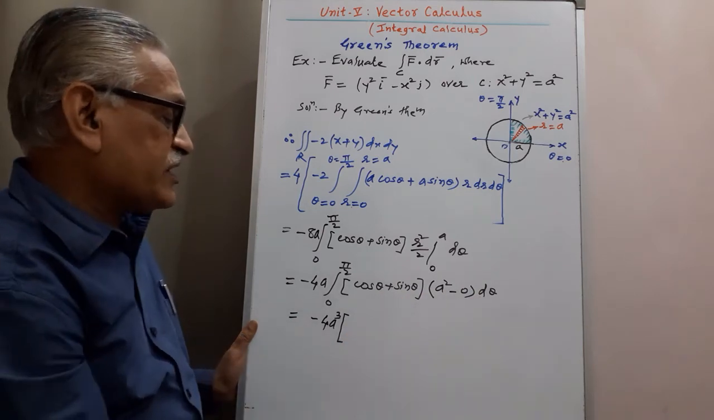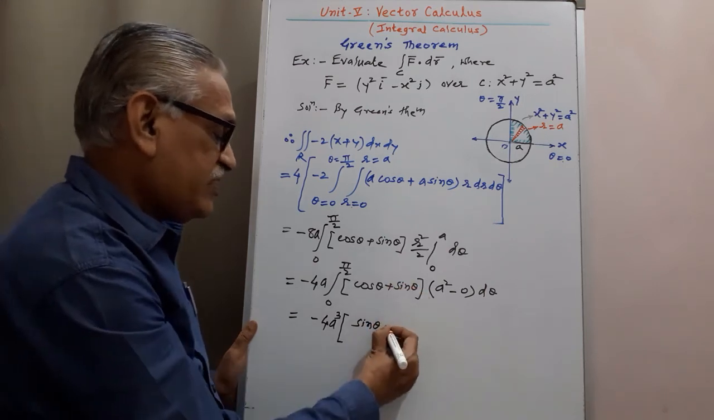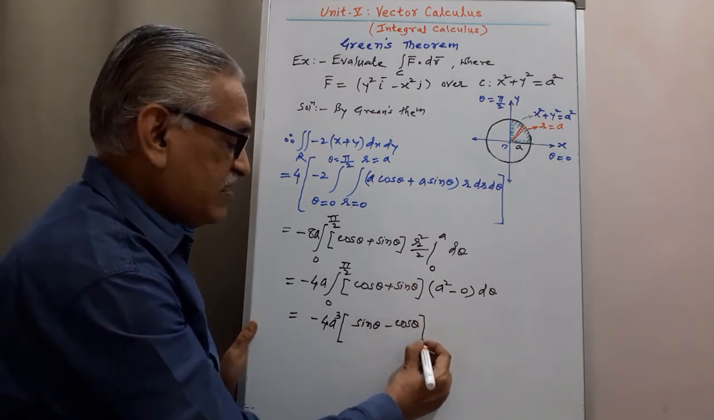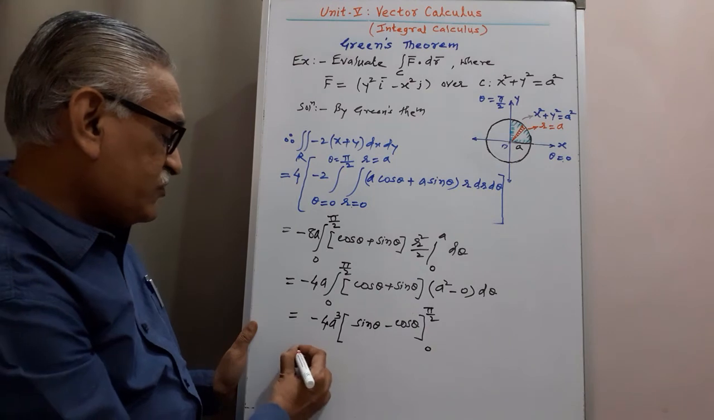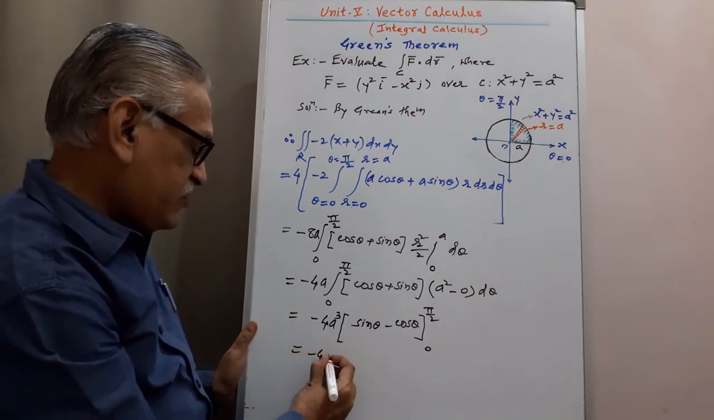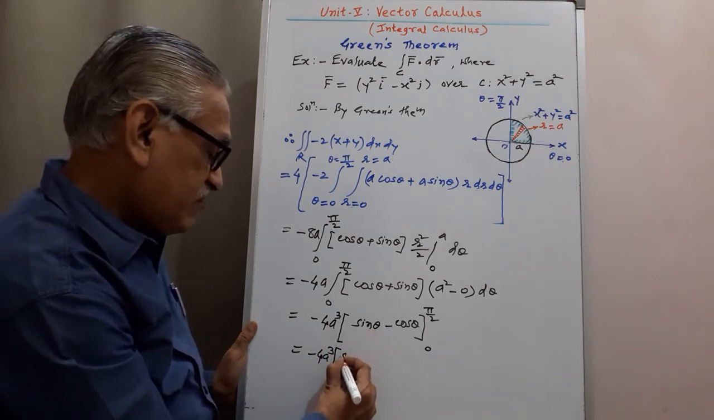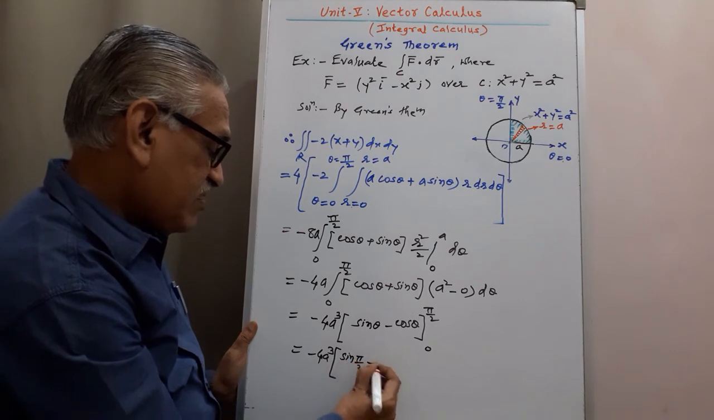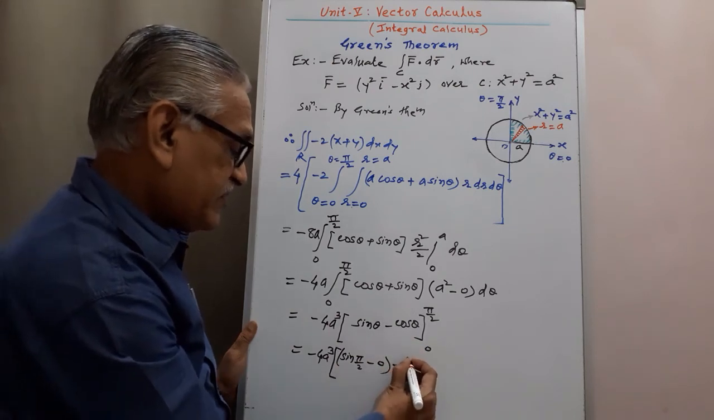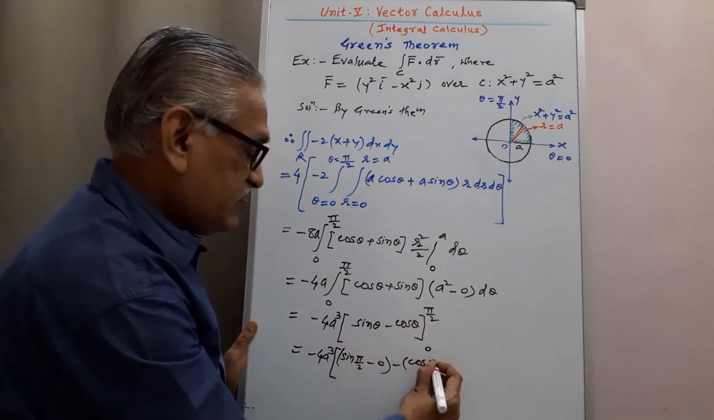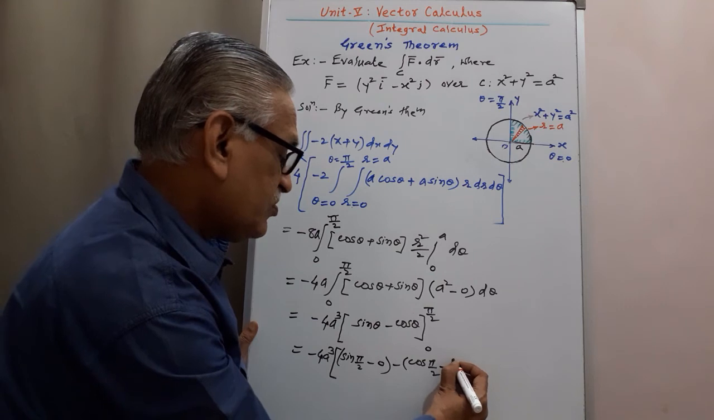Integrating each term with respect to theta, integration of cos is sin theta, and integration of sin is minus cos theta, and limits from 0 to pi by 2. Substituting the limits, we get minus 4a cube times sin pi by 2 minus sin 0, which is 0, minus cos of pi by 2 minus cos 0, which is 1.